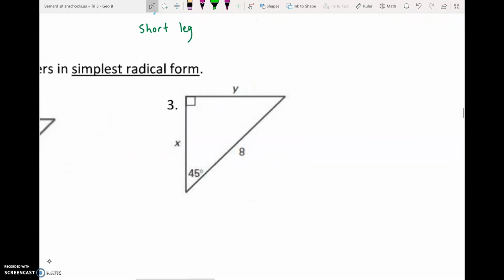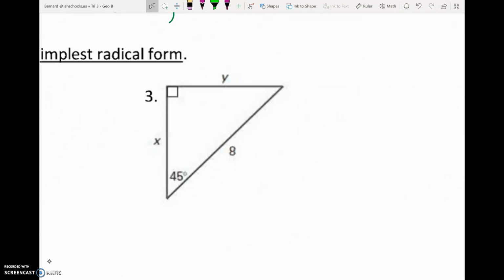Now, let's move to the next one. This one's the tricky one, right? Because if we find our 90-degree angle, that tells us that where the 8 is our hypotenuse. Now, normally, we want to see our hypotenuse with a square root of 2 on it, right? But this time we don't see that. We simply just have 8. It's not 8 root 2, it's just 8.